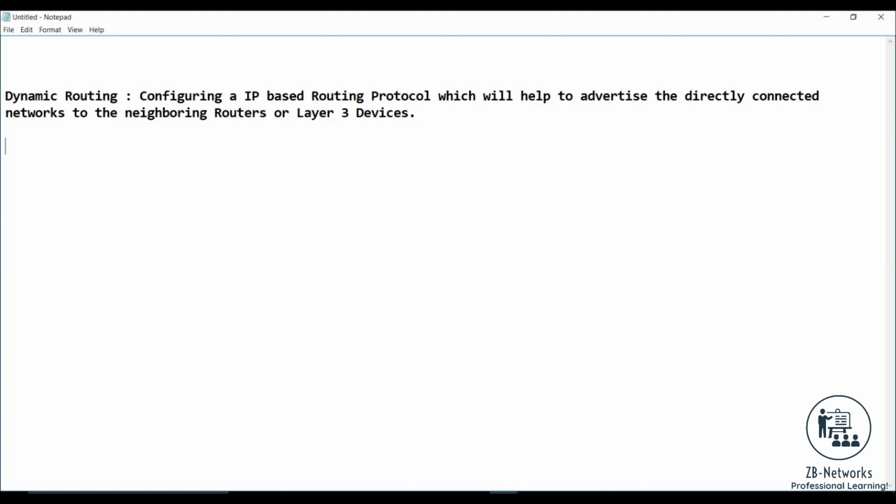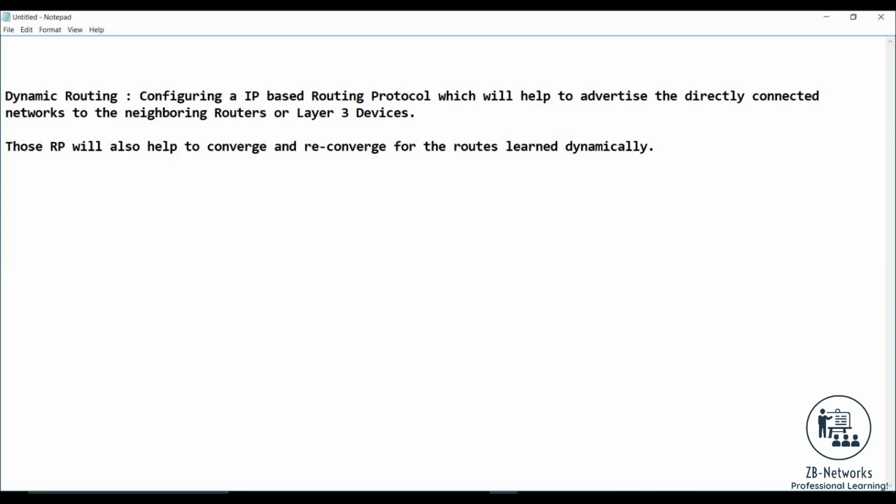Okay. One more feature is those, I'll say RP. So RP is like routing protocol in this case. So those routing protocols will also help to converge and reconverge for the routes learned dynamically. So I'll tell you what is the meaning. Okay. So wait for it, and there are a lot of features. I mean, we divide the concept of dynamic routing with respect to two parts. So let me take out the slate and explain you.